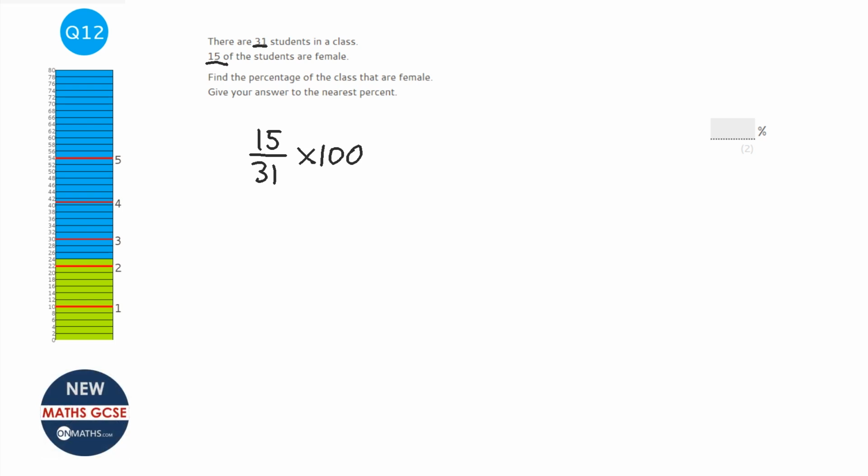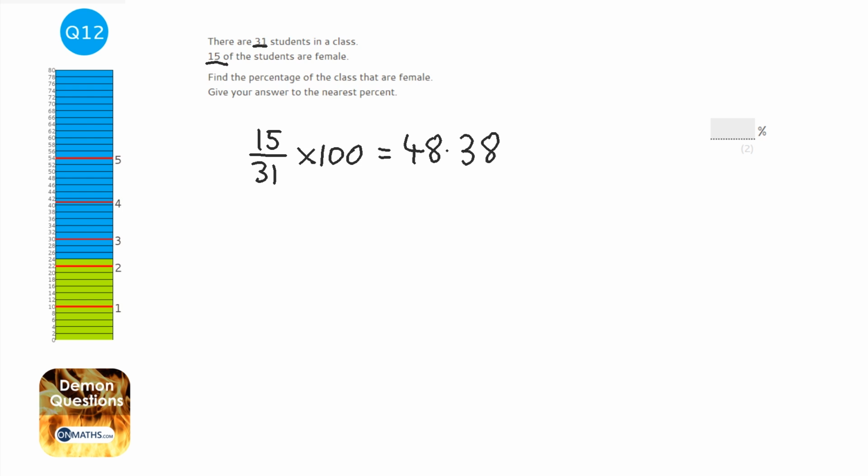Now I can write that as a fraction, or I could do 15 divided by 31. It gives you the same answer. So 15 over 31 times by 100. It gives me a fraction, so I'm going to press S to D. And it's 48.3870, blah, blah, blah. And it says give it to the nearest percent. So that's a 3, so it's not going to move that 8 up to a 9. So it's just 48%.